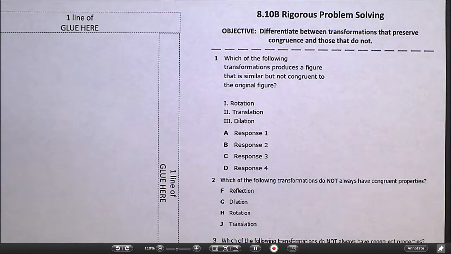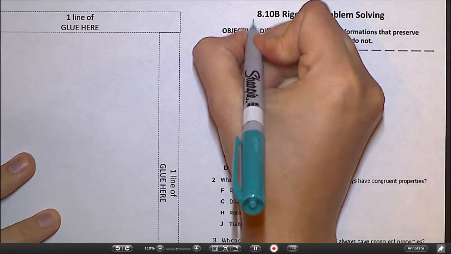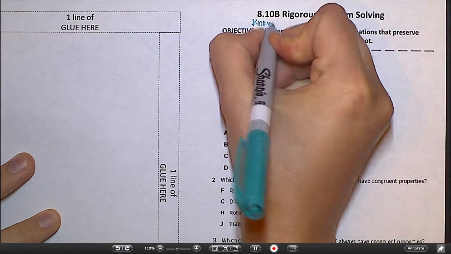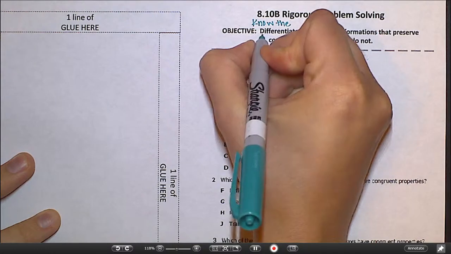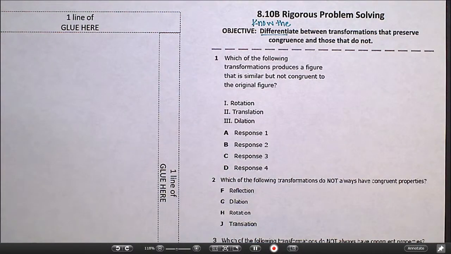This is the video lesson for 8.10b. Your objective today is to differentiate between transformations that preserve congruence and those that do not. Now, let me explain what all of this means. Differentiate means know the difference between transformations, and we know what the four types of transformations are.